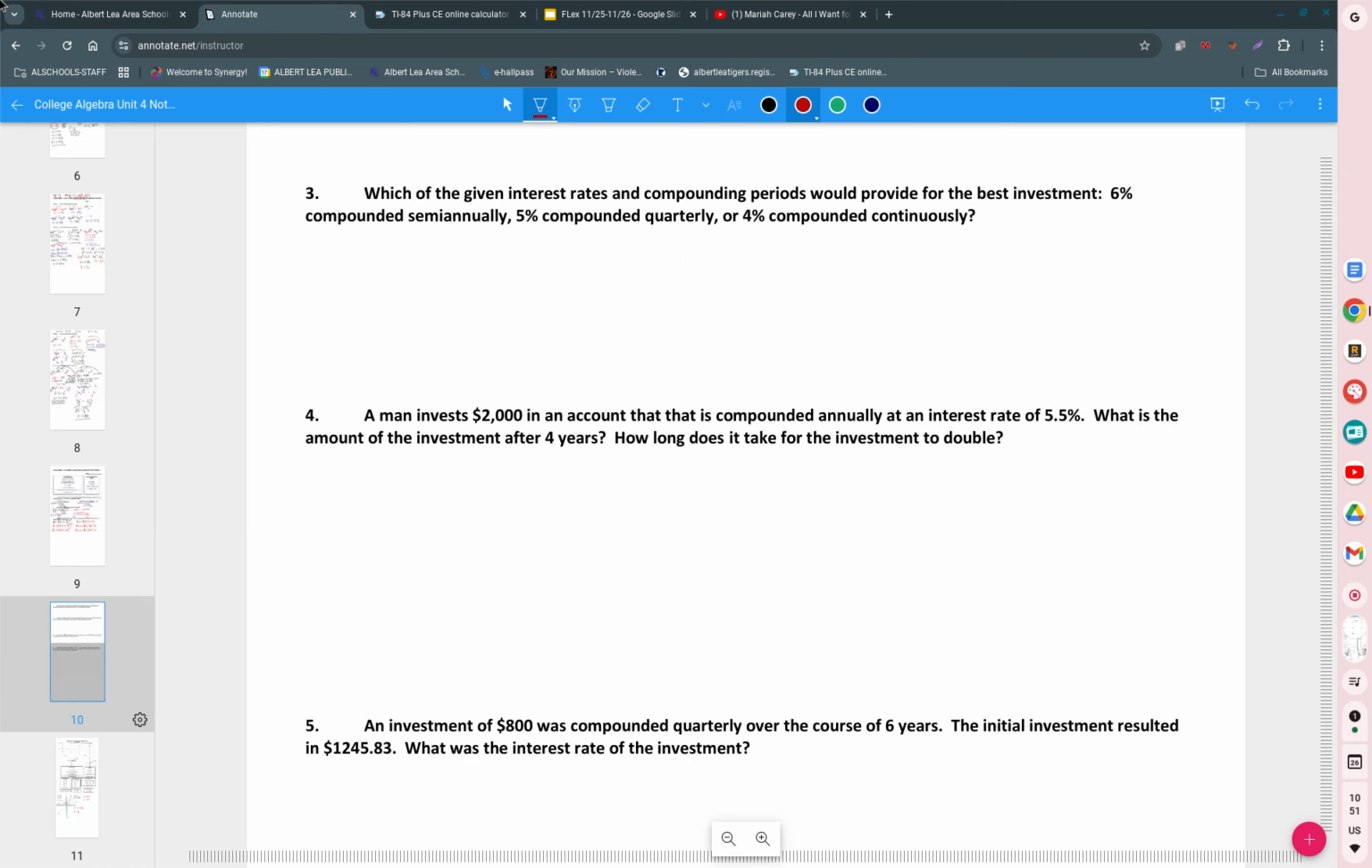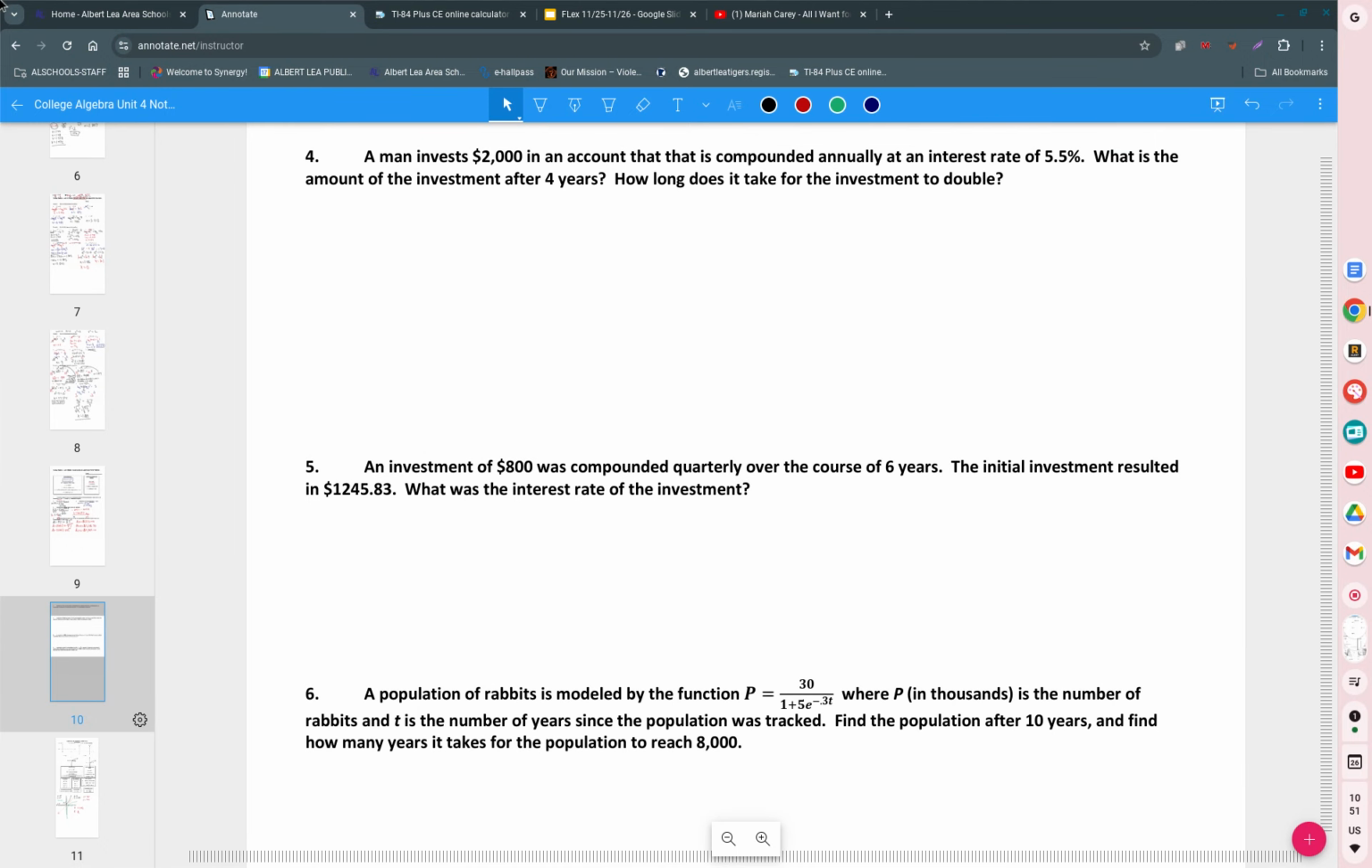Flip it over. We're going to skip 3, we're going to go to 4. I'm on 4. I want you to see if you can do the first question on your own. A man invests $2,000 in an account that is compounded annually at an interest rate of 5.5%. What's the amount of the investment after 4 years? I want you to do just that very first part.